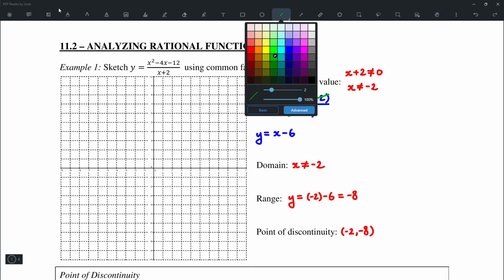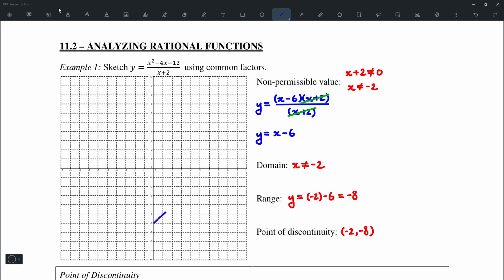So if we were to graph the function, this is what we'll get. The function is simplified to x minus 6, but since x cannot be equal to negative 2, we have a point of discontinuity, which is represented by an open circle. And the coordinates of this point of discontinuity, of course, are negative 2 and negative 8.